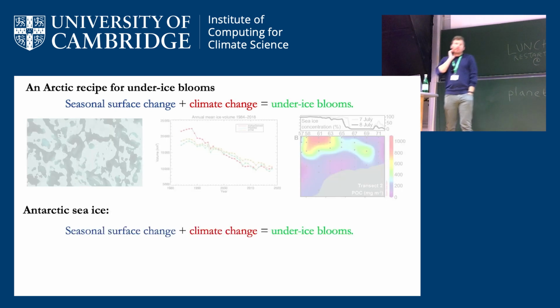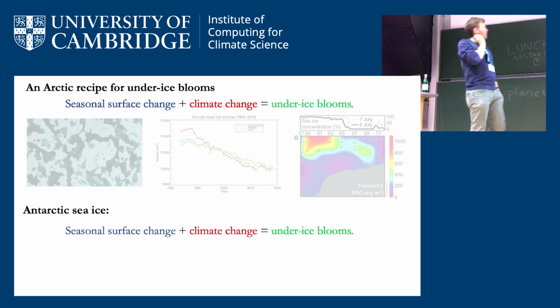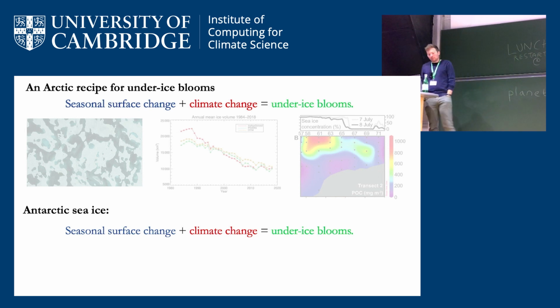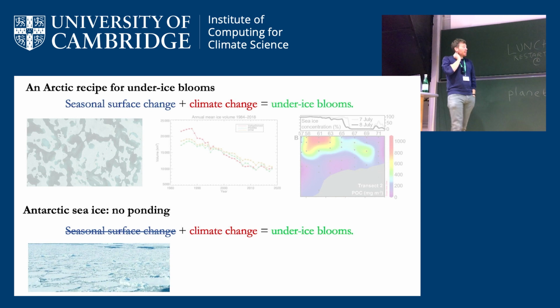I work in the southern hemisphere now, and so the natural question is, well, what's going on in Antarctica? And the answer, given this story, is, well, there's not actually ponding on Antarctic sea ice. This has to do with the formation mechanism of the ice there. Happy to take questions on why that is, but generally there's no surface ponding.